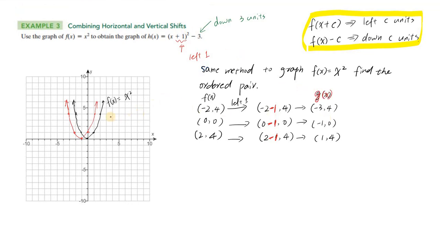So once we have this, we also have to bring this graph down 3 units. From there, I'm going to bring it down 3 units. So I'm going to count 1, 2, 3. I'm doing the same thing here: 1, 2, 3. And then here we have 1, 2, 3. So I do the same thing for every point.